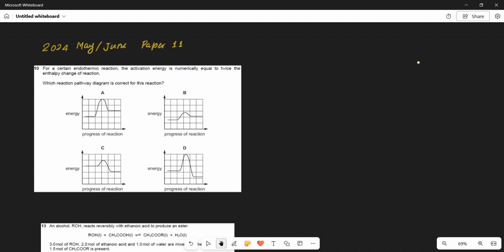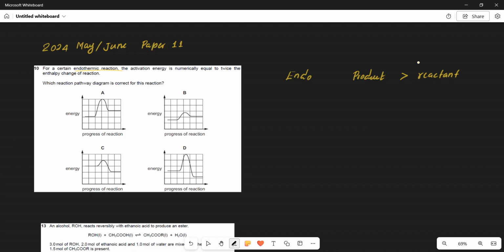This first question is about pathway diagrams of chemical reactions. It's from the enthalpy change chapter. We are talking about an endothermic reaction. When I say endothermic reaction, the product should have more energy than the reactant. Then only the reaction pathway diagram represents endothermic.